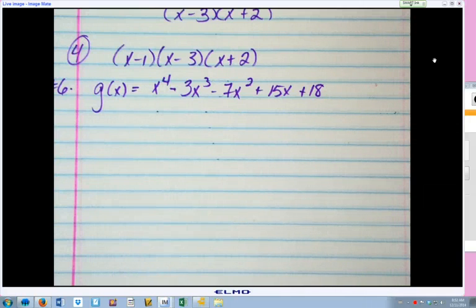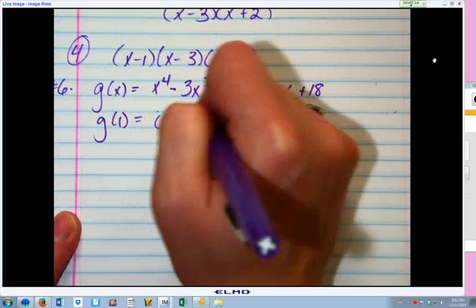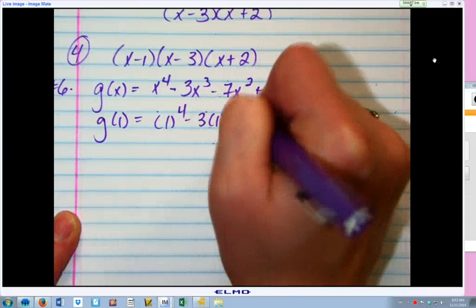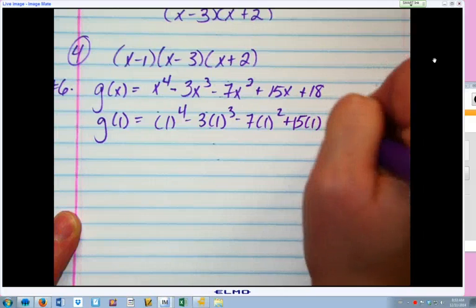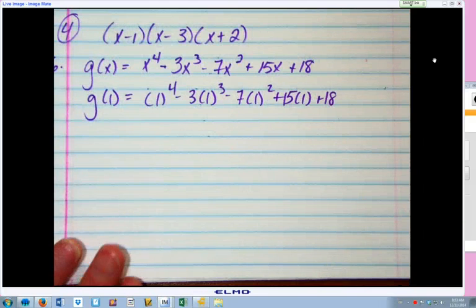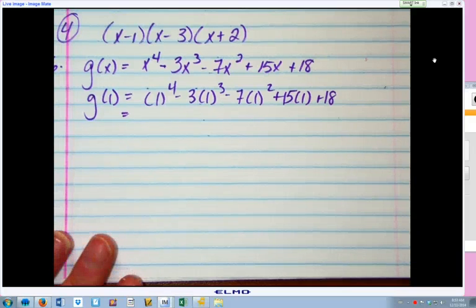Step number 1. Okay, again, usually we start with 1. So let's sub in 1 and see what happens. Yep, it's huge, lots of terms.